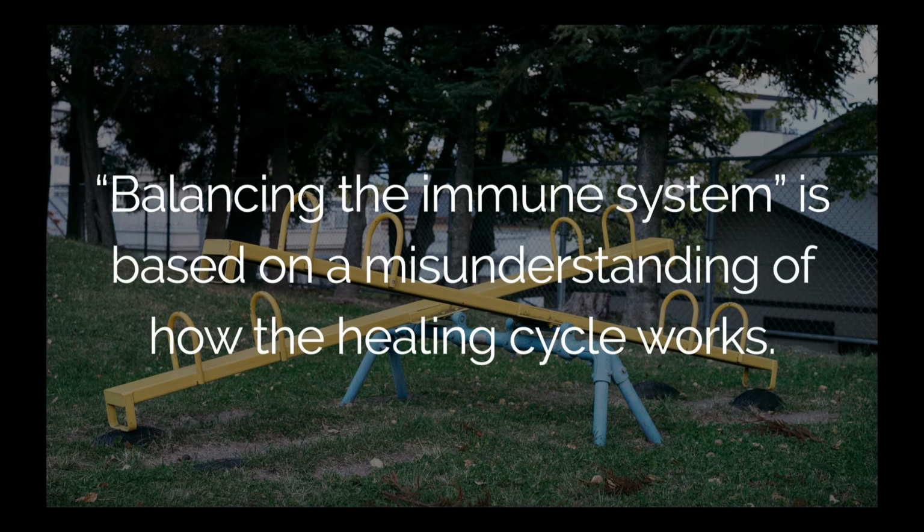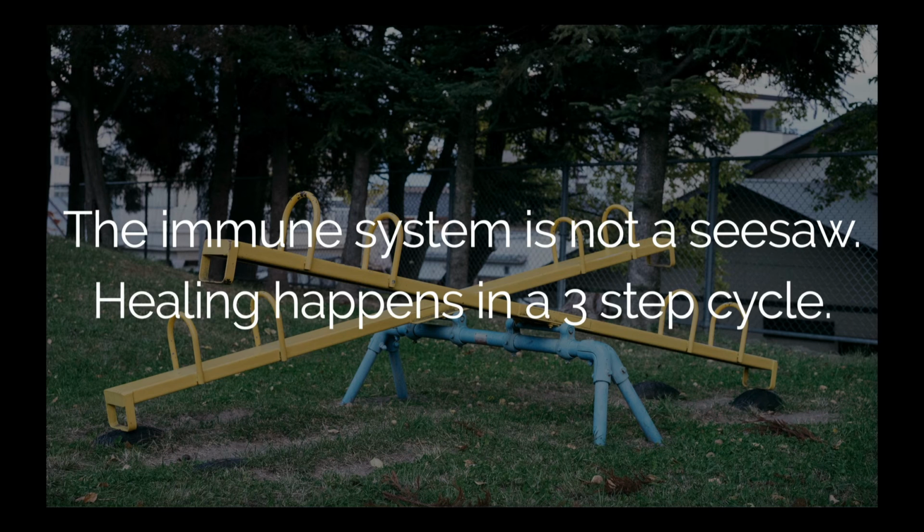Now, there's a concept I hear a lot that I think is really based on a misunderstanding of how the immune system works. A lot of people are trying to achieve immune balance, and a lot of practitioners are trying to help you to achieve immune balance. This is based on the idea that the immune system is like a seesaw, and all you have to do is push down the end that's too high, using a drug or supplements or herbs, and then you'll be healthy. But really, as you know now, the immune system works on a cycle, not like a seesaw. Healing happens in a 3-step cycle.